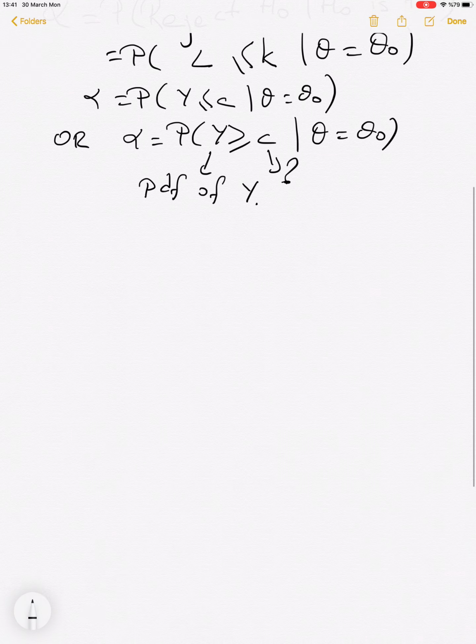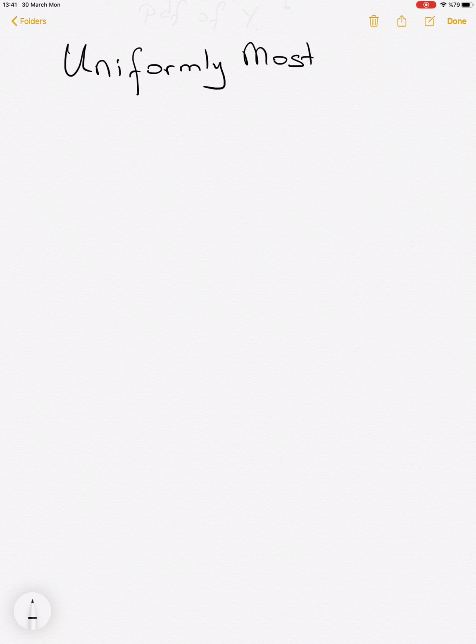But then, let's say this is a simple hypothesis case, where our simple hypothesis is defined using this. Let's consider a different type of hypothesis. Okay, so here let me write the name of the procedure: uniformly most powerful tests, which are known as UMPT.